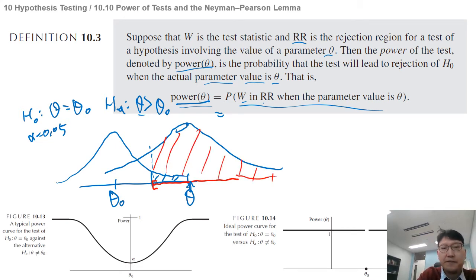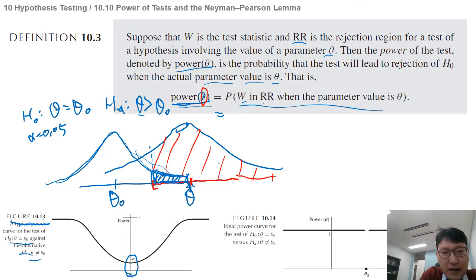So the power is a function of theta. If theta is theta 0, then the true distribution would be this one, and the area of this one is alpha. So let's check figure 10.13, a typical power curve for the test. We fix the level alpha, so the area here is actually alpha. So if theta is exactly theta 0, then the probability is alpha.